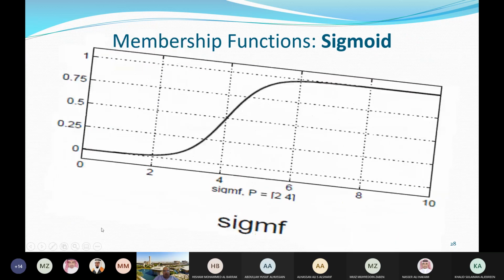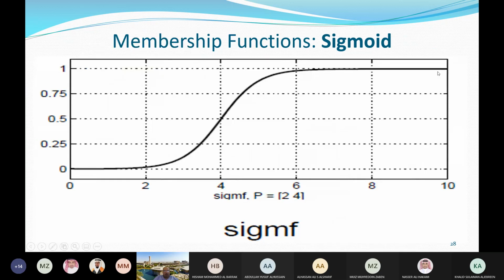You can have a sigmoid. This is the sigmoid. Usually when you have a high temperature, for example, this is usually the case. Instead of having a trapezoidal shape, you can have it gradual as such. A sigmoid function is defined as 1 over 1 plus e to the minus a multiplied by x minus b. So a and b should be characterized in order to have the shape of this.